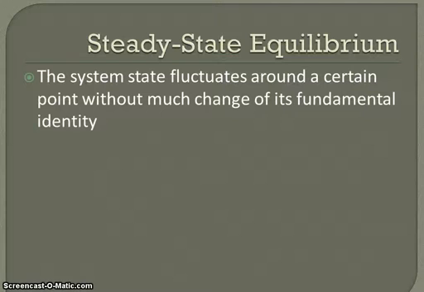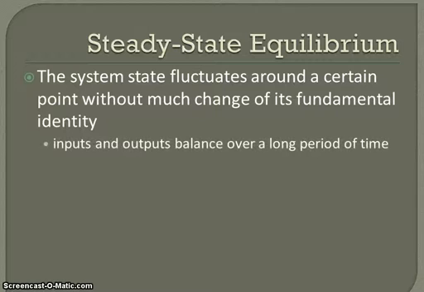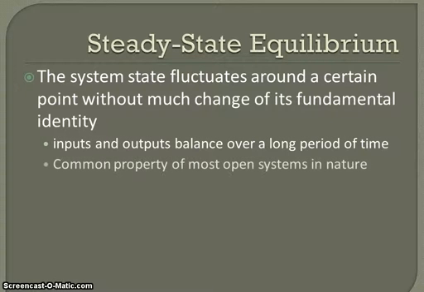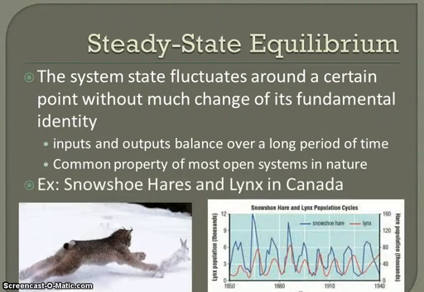Whenever we have a fluctuation around a certain point, like when we looked at our example in class when we drew the graph of the thermostat, we saw a fluctuation around a certain point. So whatever temperature your thermostat is set at, it's going to rise slightly above and slightly below, which is what triggers your heat or air conditioning to come on. So what happens over a long period of time, you see a balance. And most open systems in nature are going to follow steady state equilibrium.